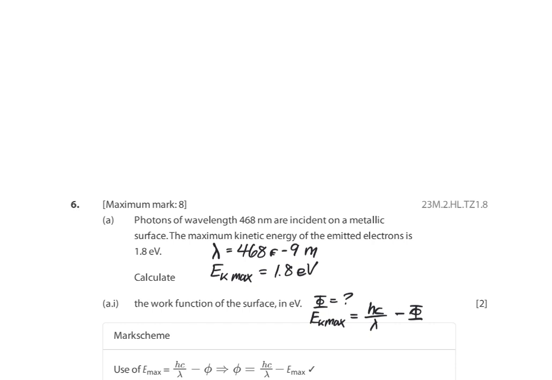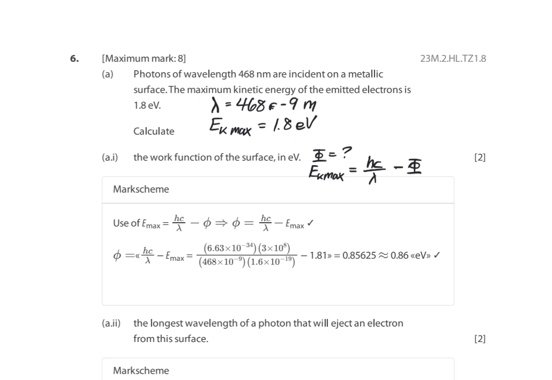Of course, with hc over lambda, h is in joule seconds, so we're going to need to convert as well. So we have hc over lambda minus the work function, so the work function is hc over lambda minus E max. And so we have h and c, and we have lambda right here with the joules to electron volt conversion.